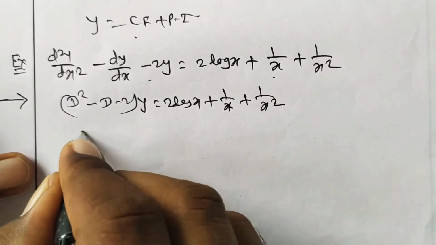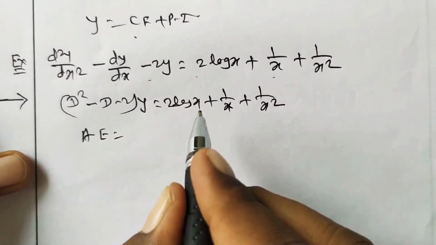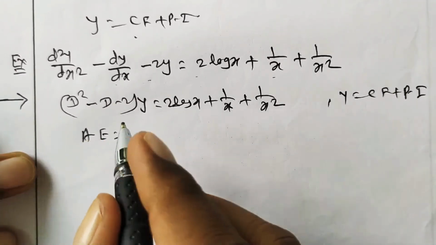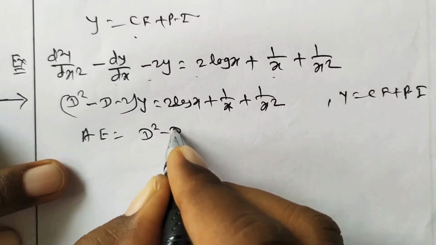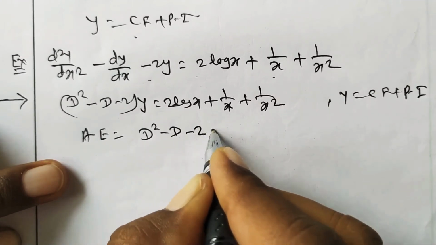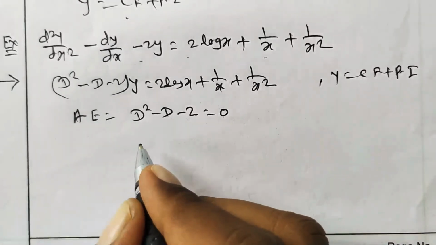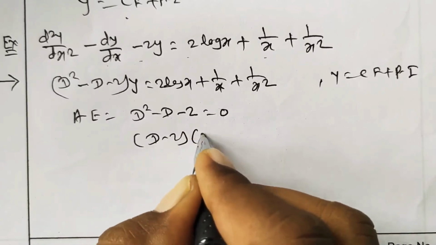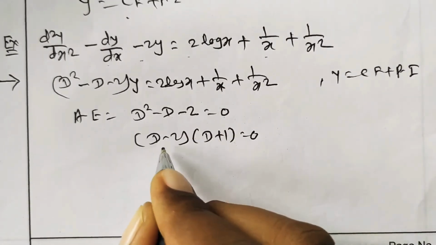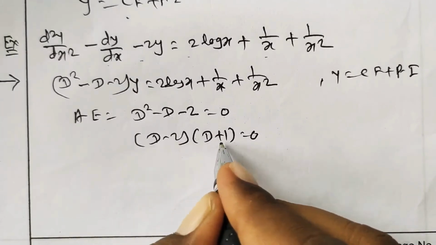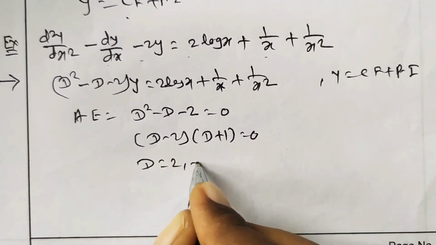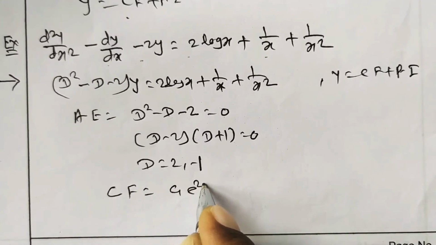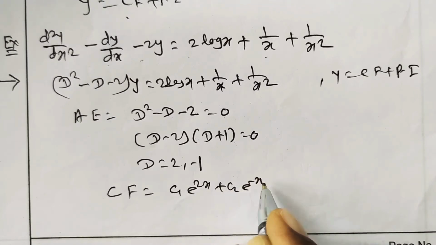Okay, so what is the auxiliary equation? The complete solution of the differential equation is again y is equal to CF plus PI. So we have to find CF and PI both here. The auxiliary equation is D² minus D minus 2 equal to 0. What are the two numbers whose sum is minus 1 and product is minus 2? I think the factors are (D minus 2)(D plus 1) equal to 0, because minus 2 plus 1 is minus 1 and minus 2 into 1 is minus 2. So D is equal to 2 and minus 1. Therefore the complementary function is c1 e^(2x) plus c2 e^(minus x).